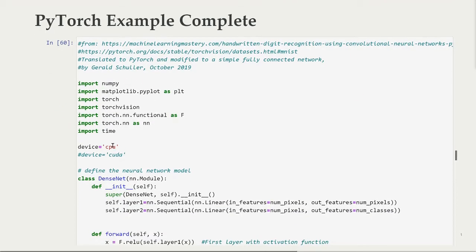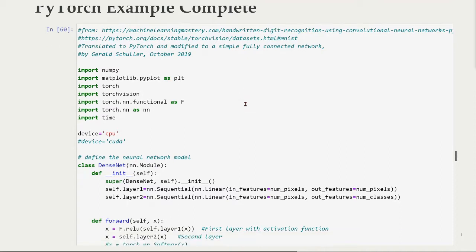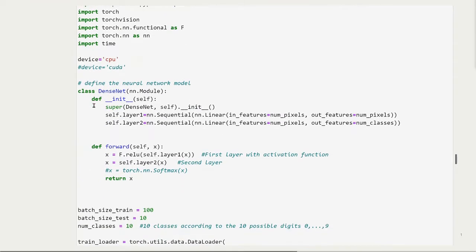So here we are importing our libraries. We will use NumPy, Pyplot to plot, PyTorch, and Torchvision to have access to the MNIST dataset. Then here we are defining the neural network model, like we explained before. We are defining 2 layers, and we are using the ReLU activation after the first layer.